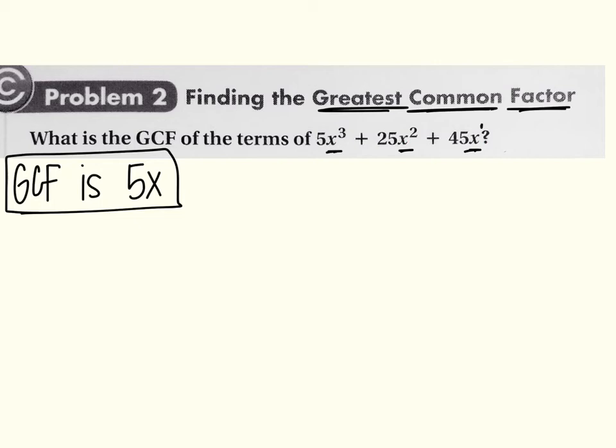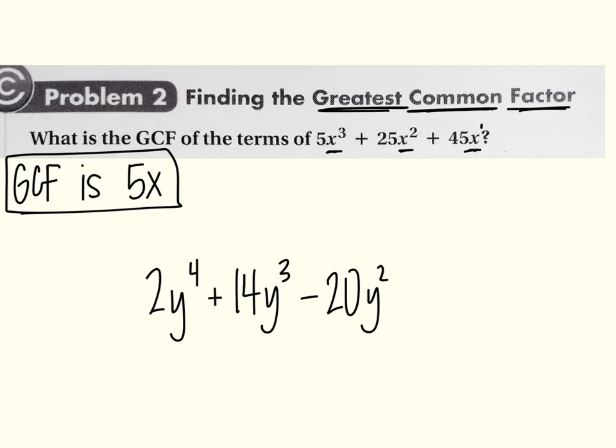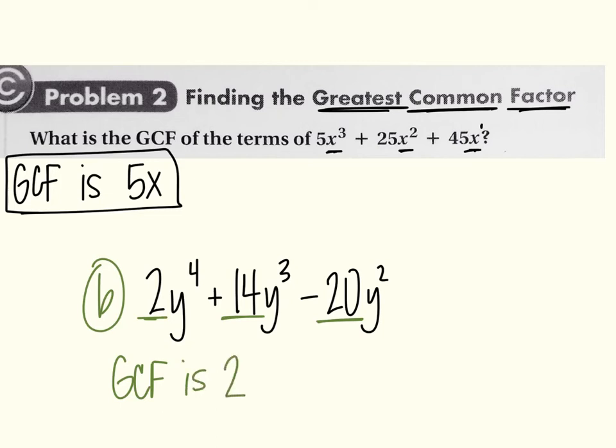Okay, I'm just going to throw another example in here. Let's call this example 2b. We're going to find the GCF here. So I've got 2, 14, and 20. What's the biggest number that will go into all of them? That's right, it's 2.